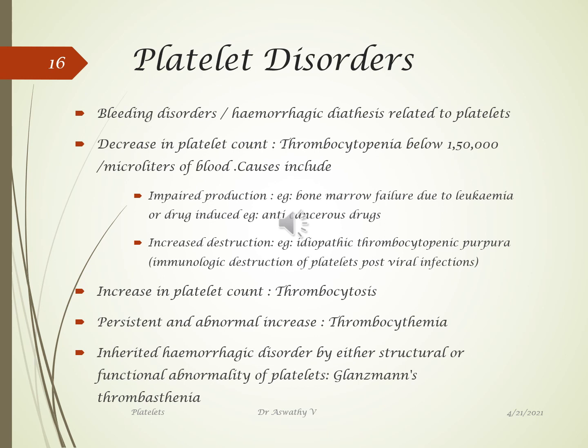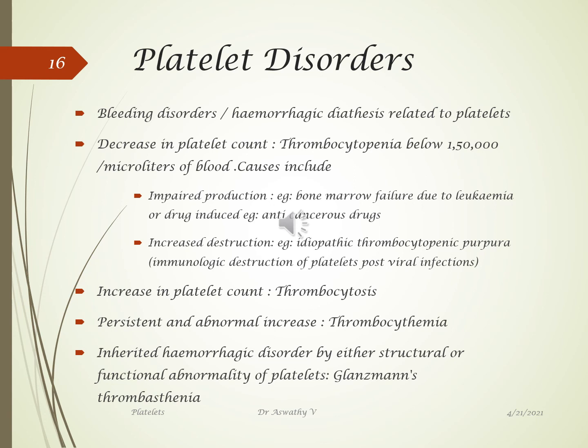Next is about the platelet disorders. Bleeding disorders are normally called hemorrhagic diathesis. That's a new term, right? There can be many reasons for these bleeding disorders, and one reason is related to platelets. A decrease in platelet count is called thrombocytopenia. It will be below 150,000 per microliter of blood. And what should be the causes? Decrease in platelet count: either the production of the platelets should be less or there should be more destruction of the platelets.